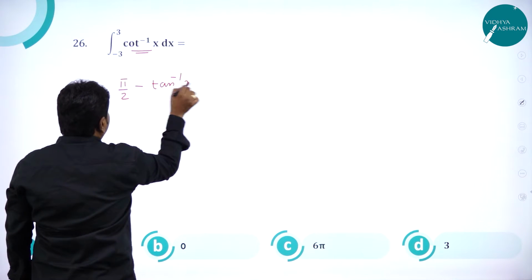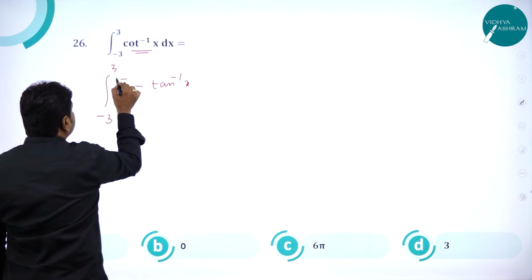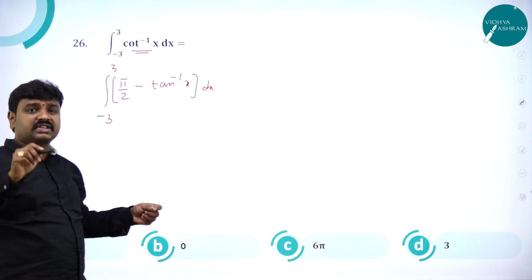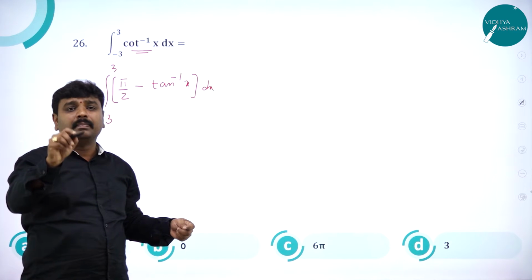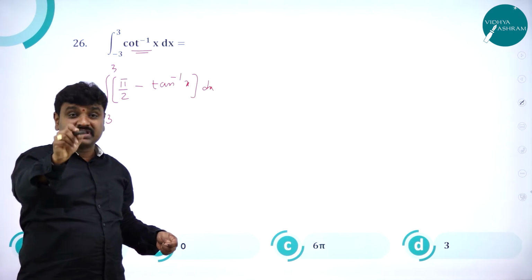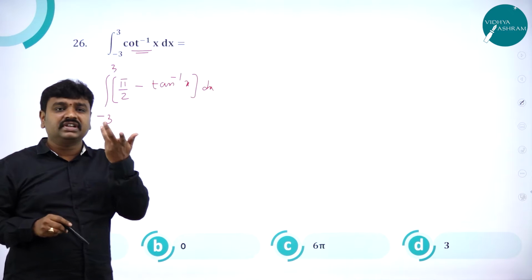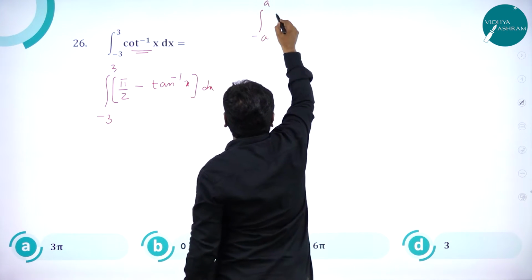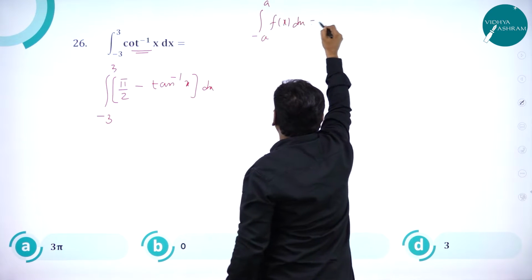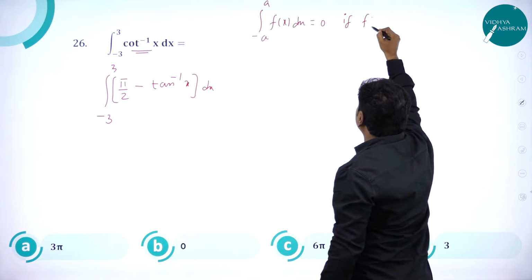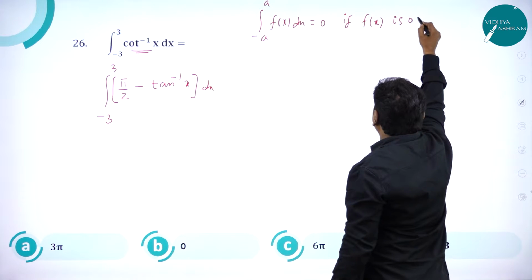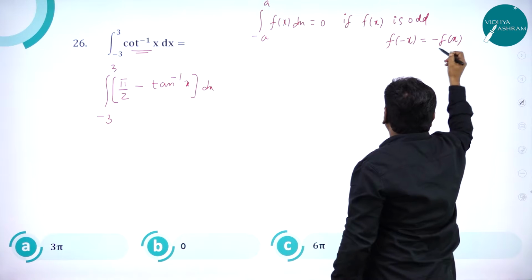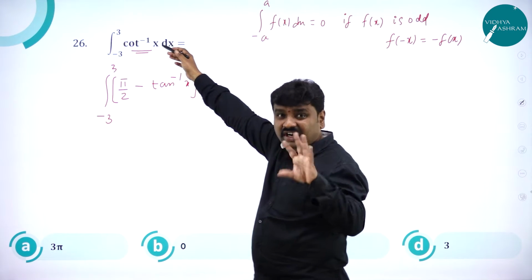Why am I doing this? Because I saw minus A to A. But I know tan inverse of minus x is minus tan inverse x. Tan inverse x is an odd function, so for an odd function you need not integrate. We have an interesting result: the integral from minus A to A of f of x dx becomes 0 if f of x is odd. Odd means f of minus x is minus f of x. When I tried for cot inverse, it is neither odd nor even.